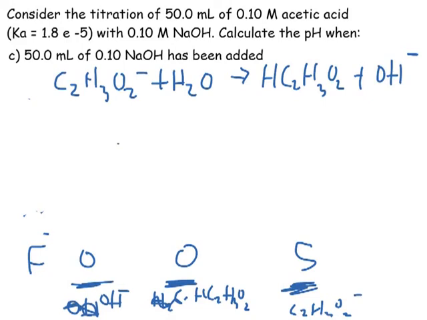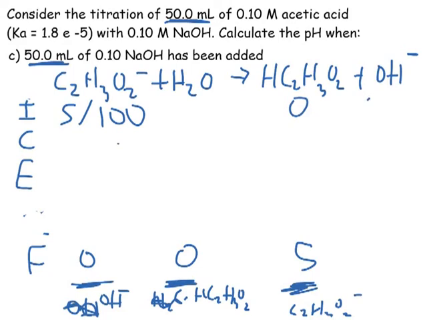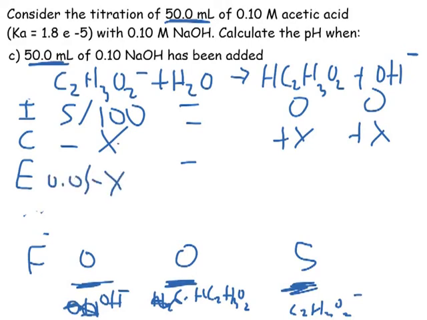So let's make an ice table. Okay, so what are our initial concentrations? Well, the acetate ion, we have 5 millimoles, but we had to divide by 100 milliliters because that is now how big our solution is. And the H2O doesn't matter, and these are going to be 0, obviously. And now it's going to decrease here, it's going to increase over here. And yeah, so here are our equilibrium concentrations.